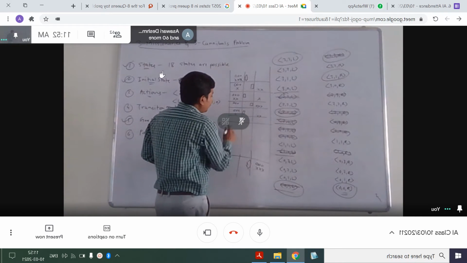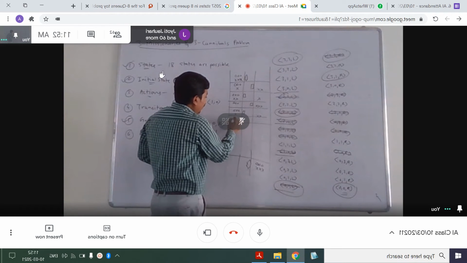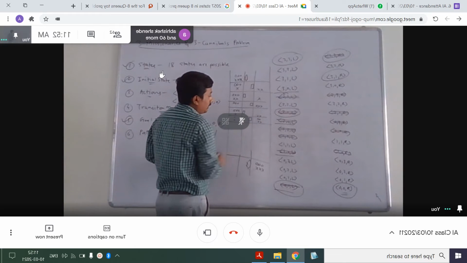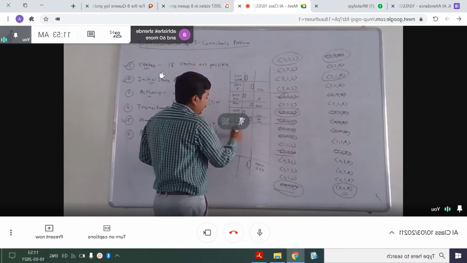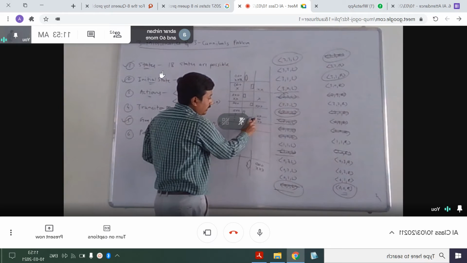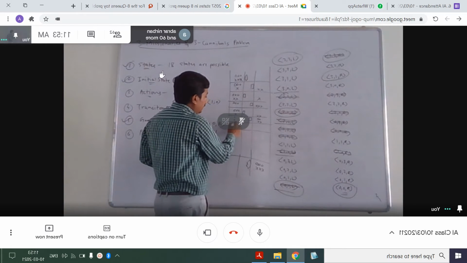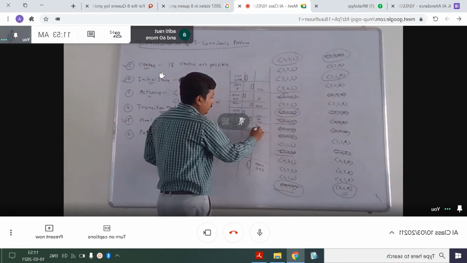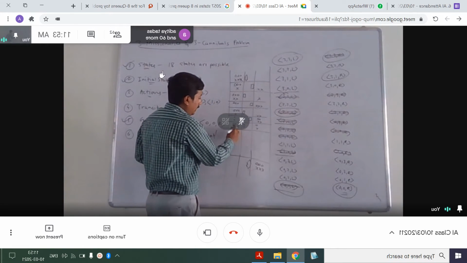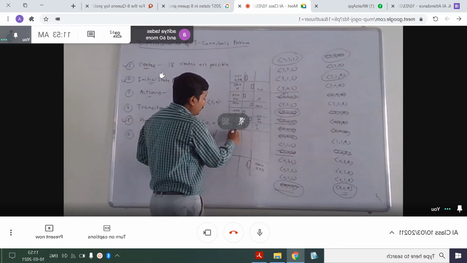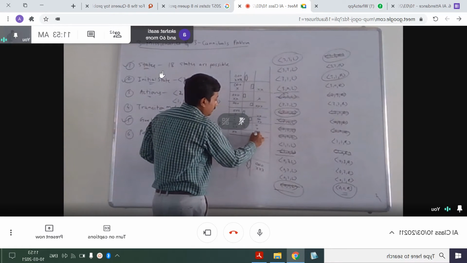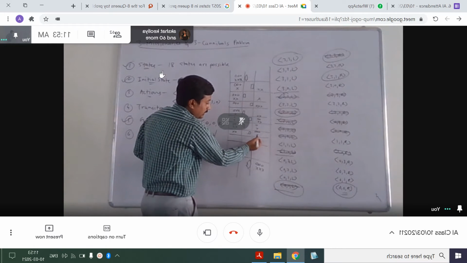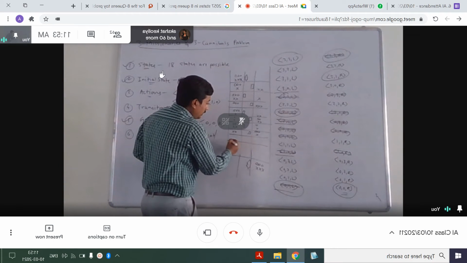Then now 2 missionaries will travel to the other side. At this moment 1 missionary and 1 cannibal will come back. Then now 2 missionaries will travel, 2 missionaries will travel. Next, this cannibal will bring the boat to the left side.